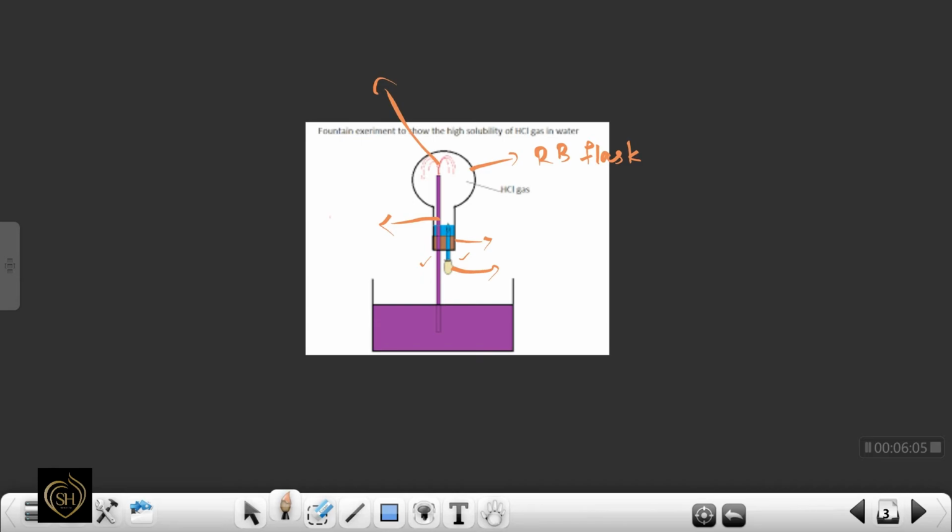As the water goes into the flask from the dropper, the HCl gas present in the flask dissolves due to its high solubility, thereby lowering the pressure inside. The blue litmus solution turns red due to the acidic nature of hydrogen chloride gas. This is the experiment setup to demonstrate the solubility of hydrogen chloride gas using the fountain experiment.